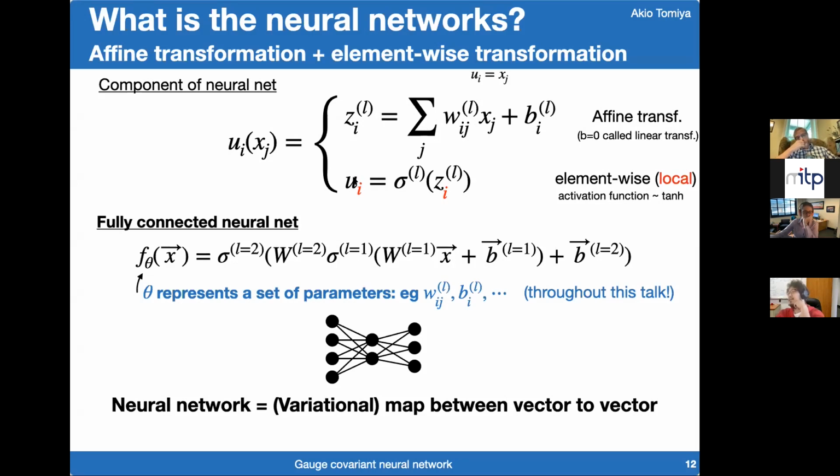And this outcome is fed to the next layer, so we can repeat as much as we want. This is the structure of a neural network, and this is schematically written in this form. As you can see, this is nothing but a composite function consisting of the affine transformation and the nonlinear function. Throughout this talk, I will use this notation. Theta represents the set of parameters, like the elements of the weights and the bias term. And the neural network makes a variational map from vector to vector.